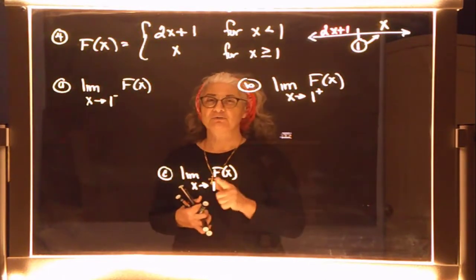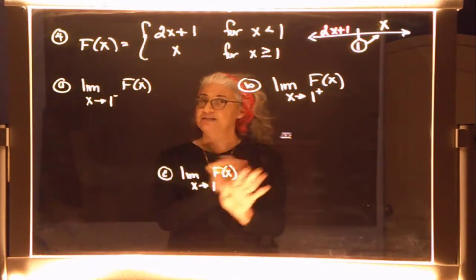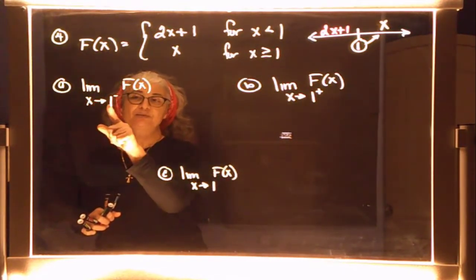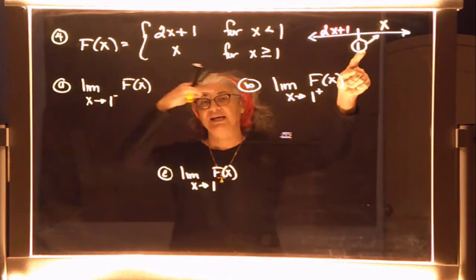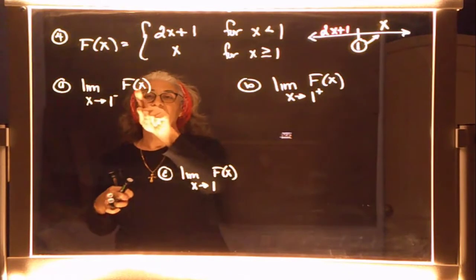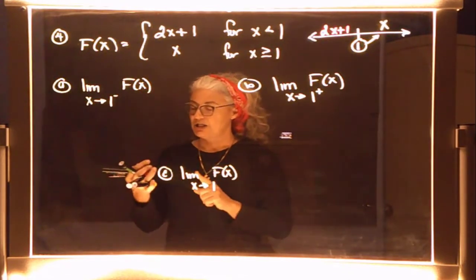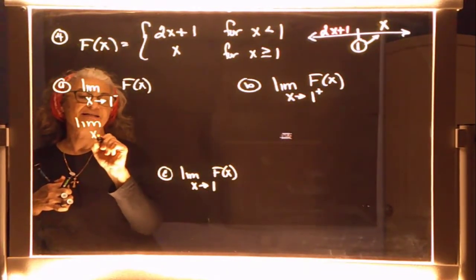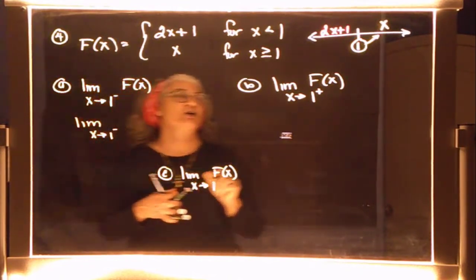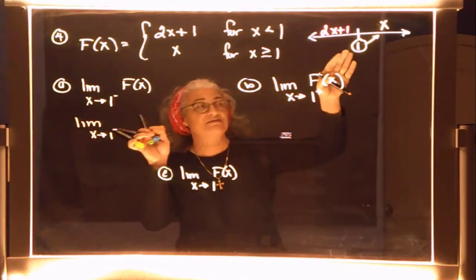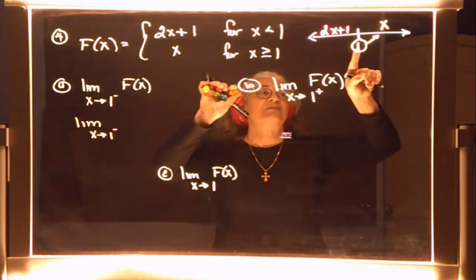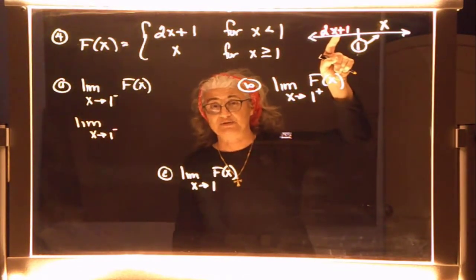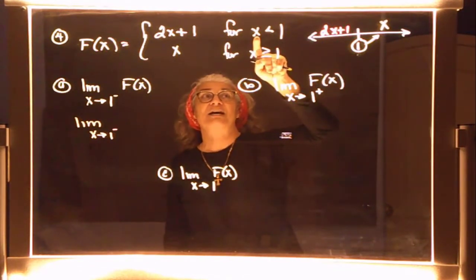All right. So I see parts A, B, and C. Let's just go with part A and see what it wants us to do. It wants us to find the limit as x approaches 1 from the left of this function. If I look at this visual aid, if I look at the number 1 and I'm coming in from the left, the function I'm allowed to use is 2x plus 1, isn't it? Because that's for all x less than 1.